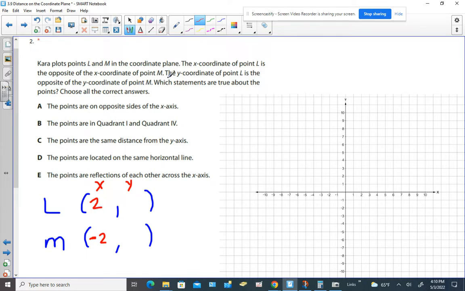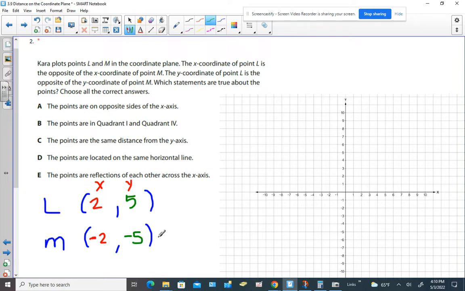All right, now let's deal with this next little nugget, which is the y-coordinate of point L is the opposite of the y-coordinate of point M. So how about we have point L be a 5, and let's have point M be a -5. And let's read it one more time and make sure that this is true. It says the y-coordinate of point L is the opposite of the y-coordinate in point M.